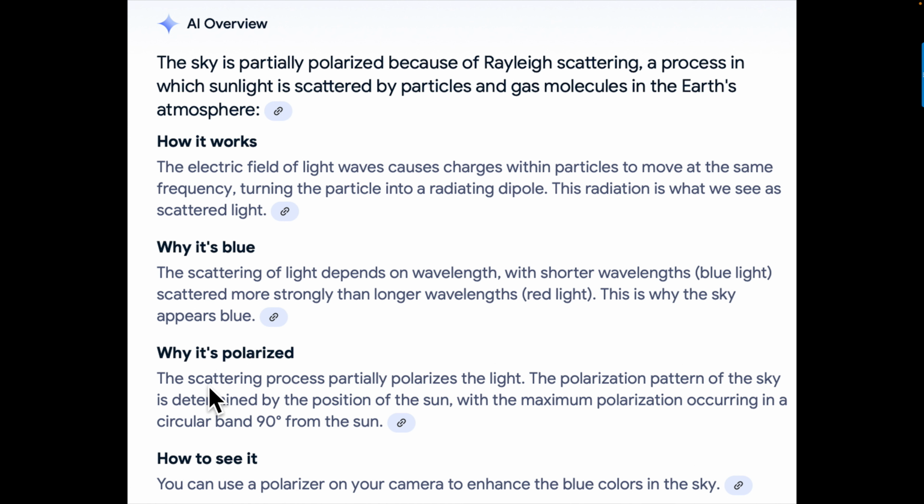Now, why is it polarized? The scattering process partially polarizes the light. The polarization pattern of the sky is determined by the position of the sun, with the maximum polarization occurring in a circular band 90 degrees from the sun. How to see it? You can use a polarizer on your camera to enhance the blue colors in the sky, as we did with that film.